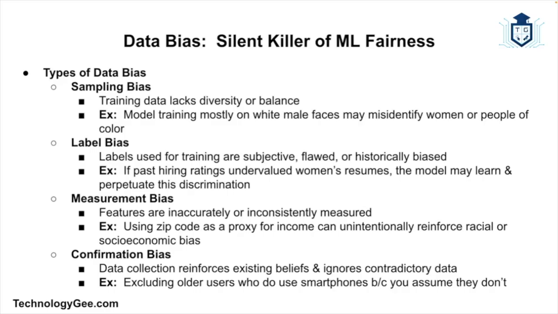You have what is called label bias. And this is when the labels used for training are flawed or subjective. So an example of this would be in hiring. Resumes from women might have been historically rated lower, which the model then learns as a pattern.